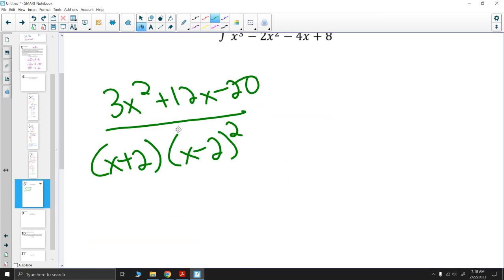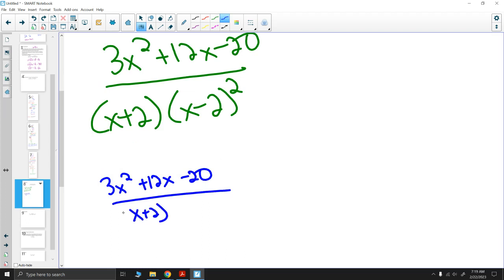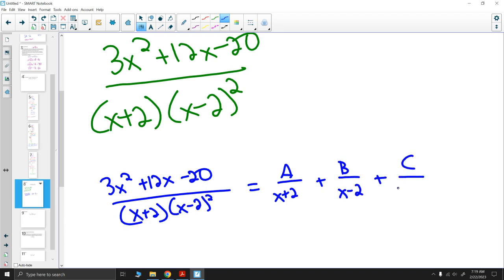And again, we are going to have this same special case where we need to split this up. So that is to say our 3x squared plus 12x minus 20 over x plus 2, x minus 2 squared is equal to our a over x plus 2 plus b over x minus 2 plus c over x minus 2 squared. And we are going to do our expansion.